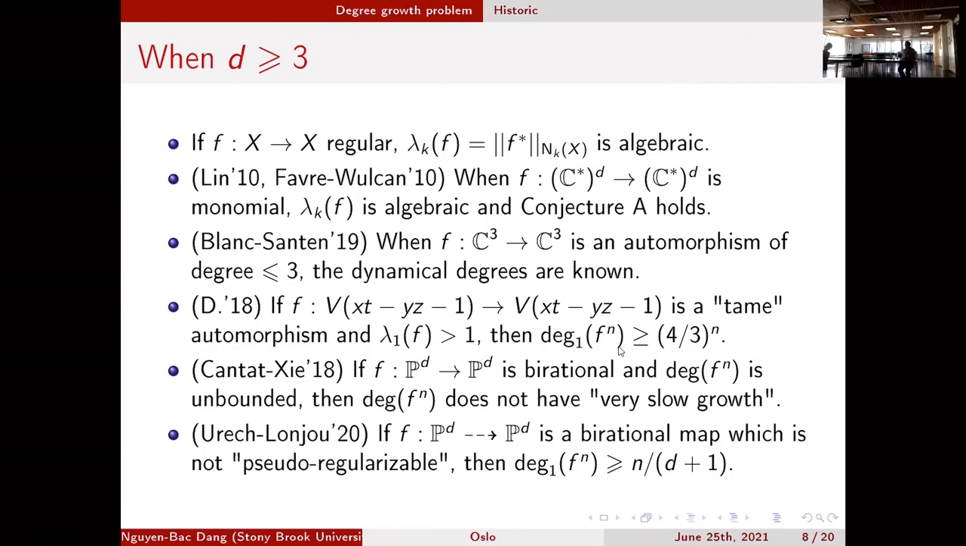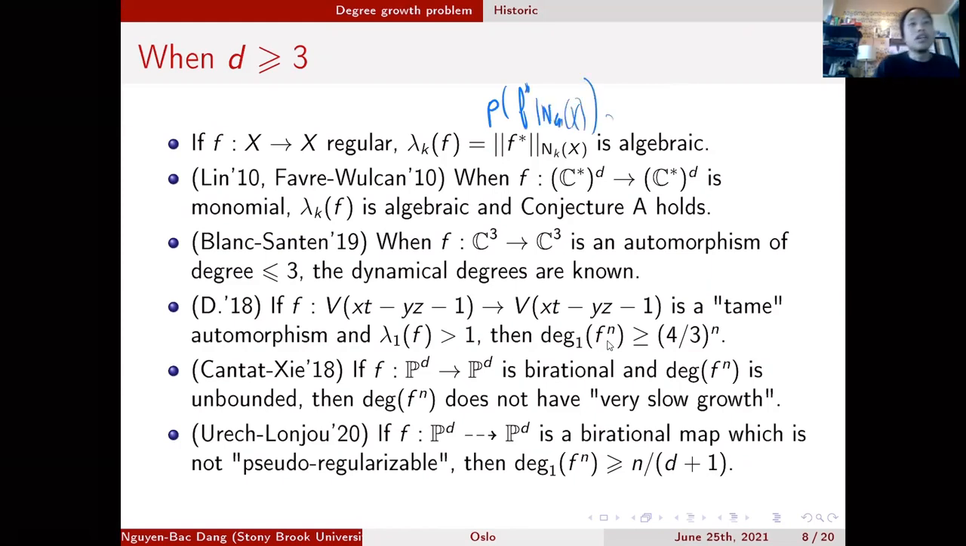But can I ask about the first line? So the first line, lambda k of f, is the spectral radius, right? Yeah, I always denote the spectral radius like this, but sorry. Okay, the spectral radius rho of f star acting on H^{k,k} of X. Yes. Okay, my bad, I should write things differently. Yes, it's the spectral radius. I'm sorry, you're right.